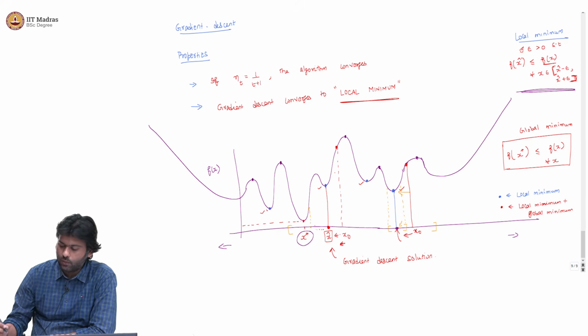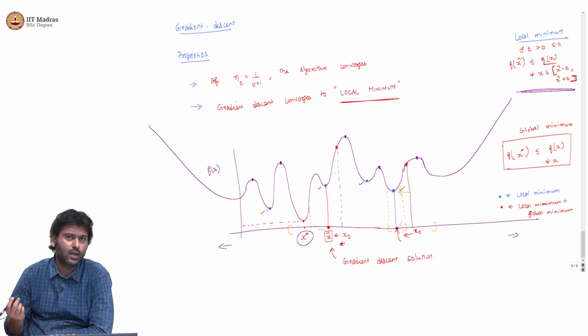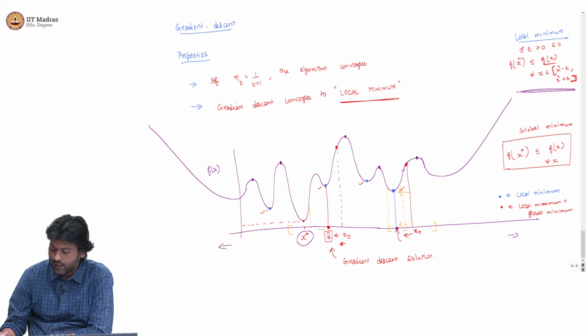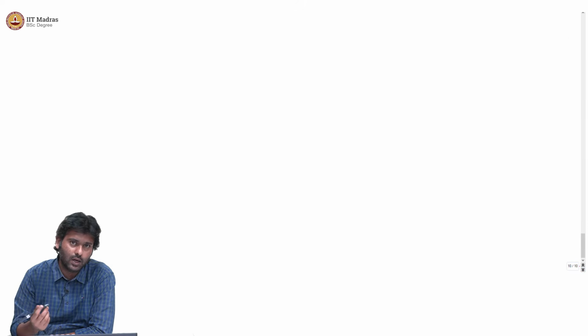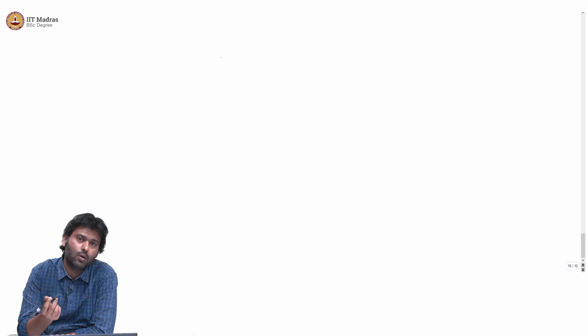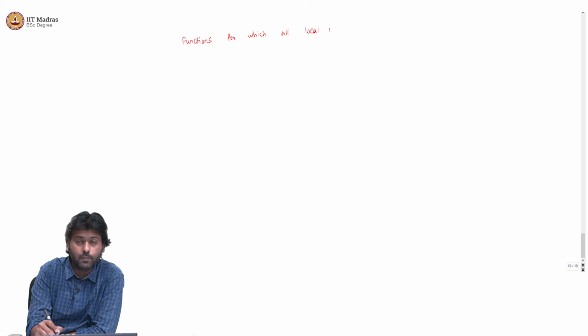Point number 2 is that not all is lost. In a lot of functions that we really care about in machine learning, getting to a local minimum is actually good enough. So, why do I say that? I say that because in a lot of machine learning applications, you will have functions for which all local minimums are also global minimums. So, there are functions for which local minimum implies global minimum.